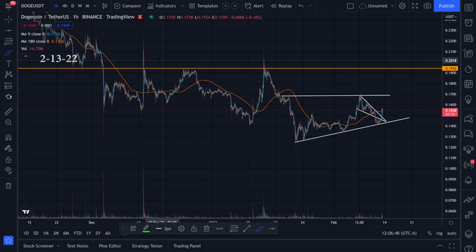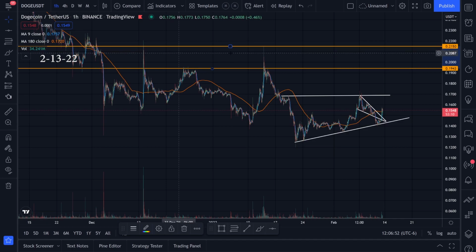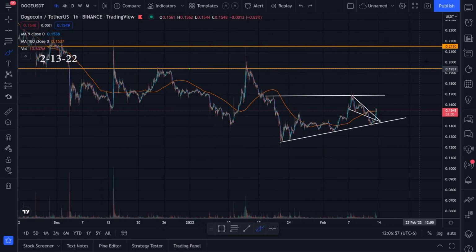You could also argue there are some wicks. If we drag it up, maybe something like this. We wicked all the way to the top right here. So this is another kind of top that I'd be looking at. One is sitting at around 0.215 and the other one is sitting around 0.194.